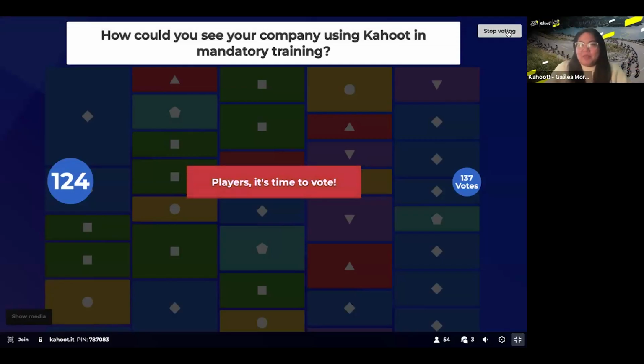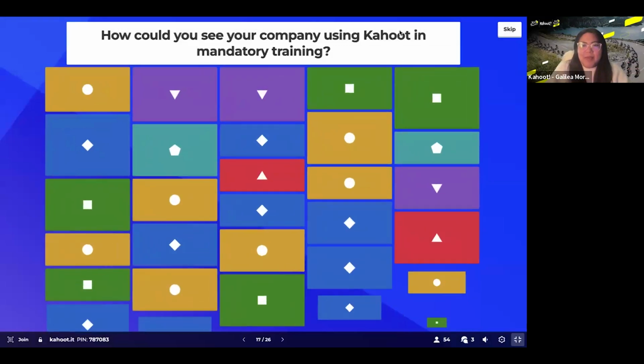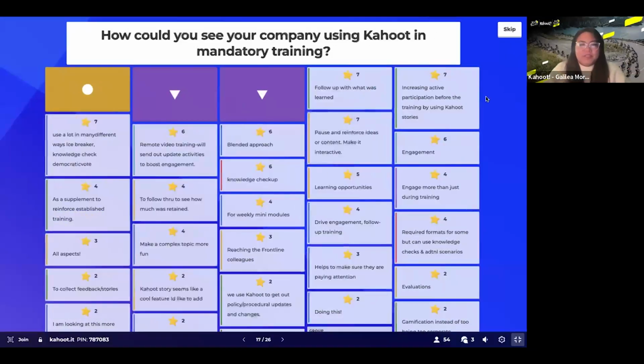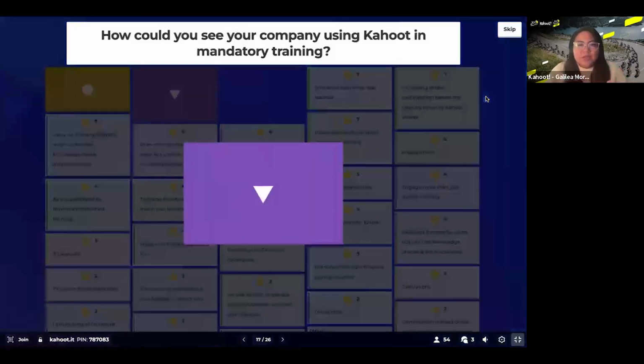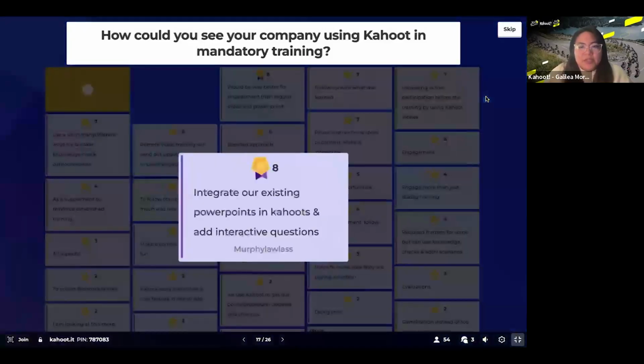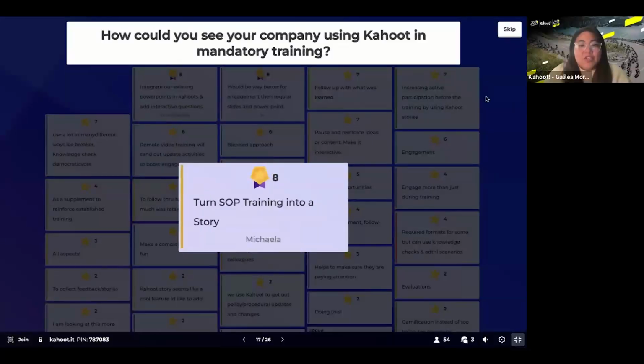Okay, I'm going to stop the voting now, just for the sake of time, and let's see what came about. So everybody received some votes, but there were 3 standout ideas that were voted on. Oh, and it was a 3-way tie, it looks like. Would be way better for engagement than regular slides and PowerPoint. Integrate our existing PowerPoints into Kahoots and add interactive questions. And turn SOP training into a story.